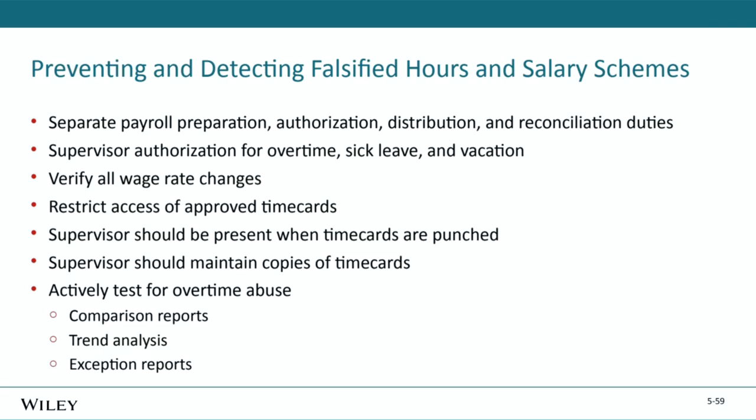Actively test for overtime abuse. Comparison reports, trend analysis, exception reports. Is there one employee that's getting 90% of the overtime? Well, perhaps it's a very valuable employee, or perhaps that's bogus. Okay.